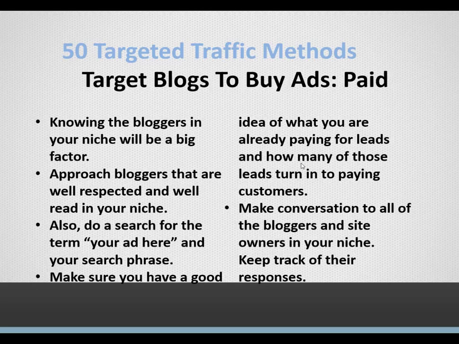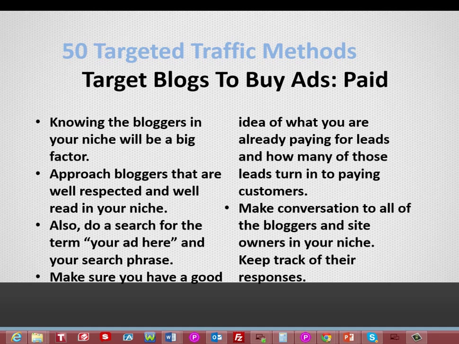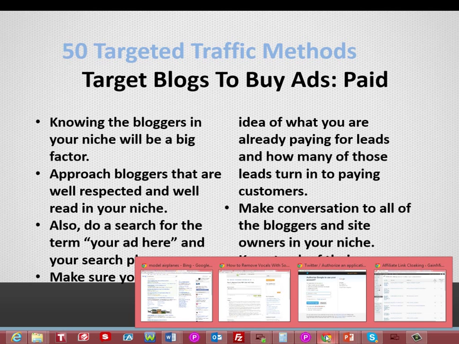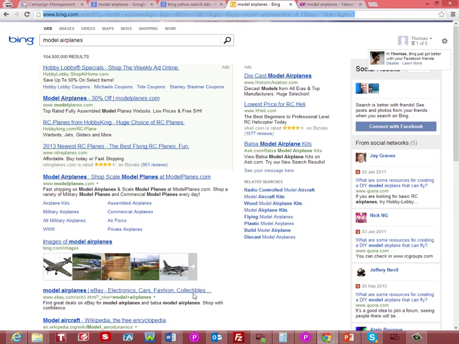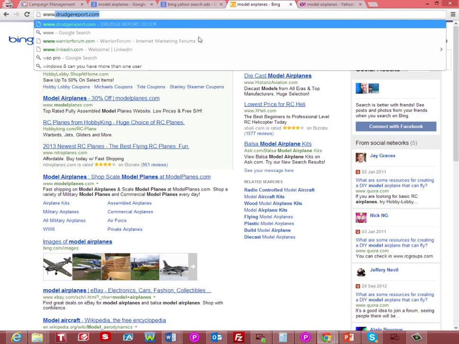But now what I'm going to show you is just how you can find those companies that are already advertising. Lastly, you want to make conversation with all the bloggers and all the site owners in your niche, and you want to keep track of what they're asking for in terms of an advertising price. But let's first take a look at what you would do to find those bloggers in your niche that are looking for advertisers. And to do that, let's go to google.com.